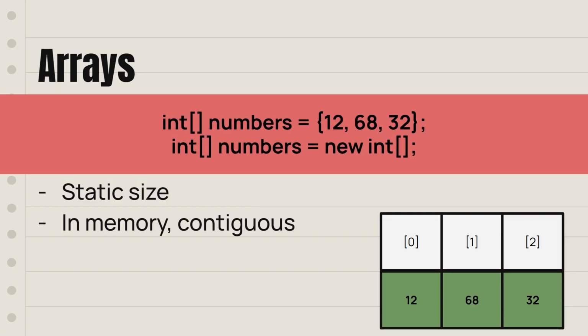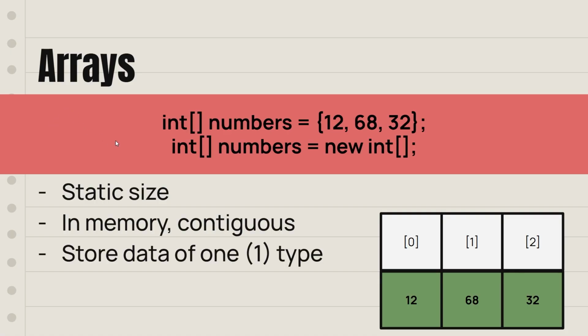In memory, arrays are contiguous. All that means is that they take up a bunch of neighboring space. Let's say this array right here in the corner is an array with 3 elements. It'll take up in memory 3 blocks that are right next to each other, and that is the size allocated to this array.